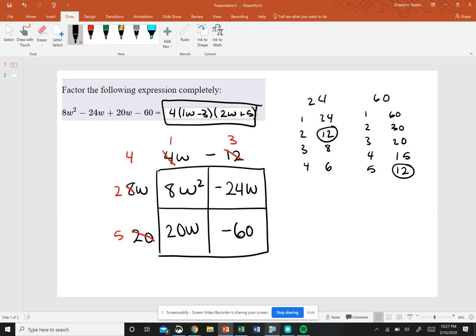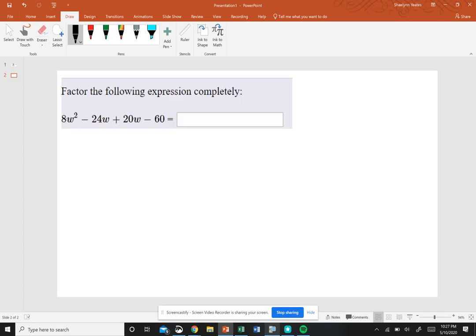Okay, if you liked that method, go for it. If you pulled out the 4 at the beginning, this is actually much easier. It's up to you. Okay, now I'm going to do factor by grouping here. So the first thing, I've got an 8w squared minus 24w plus 20w minus 60. So now I'm going to put it in 2 different groups. So here's my first group, here's my second group. In my first group, I'm going to notice that I can pull out an 8w. And again, if you notice that you have the 4 in common with everything, it's much easier if you pull it out at the very beginning. If not, you can follow along with me.